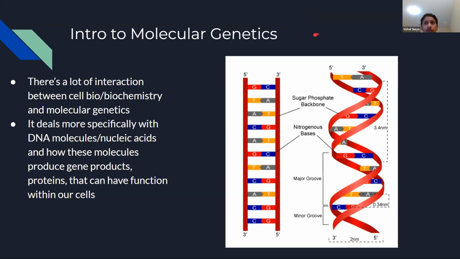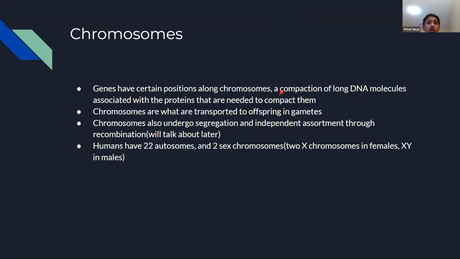So here we have an example of the double helix structure that we talked about last time. And we have the different bases here. To start off our talk on molecular genetics, we'll talk about chromosomes. I know I mentioned the word chromosome a lot, but let's talk about what it actually is. Think of chromosomes as the functional unit of inheritance. It holds a bunch of genes together and transmits them to offspring.